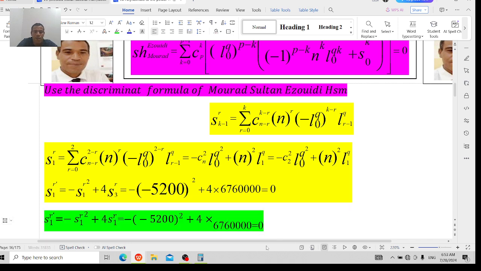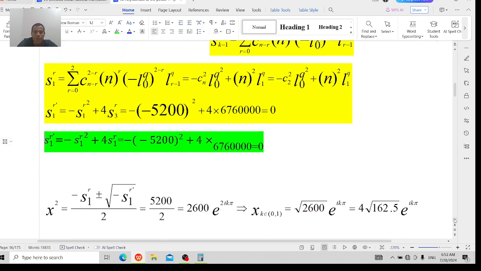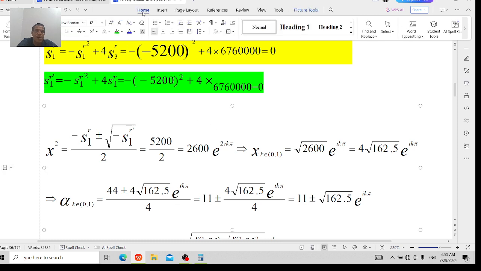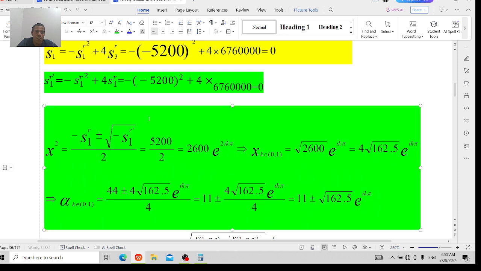Okay, we found that the value of S1 over R is equal to 0. Now I will just write the formula to get x0. You can see that x squared, because here it's to the power 4, will have 4 x roots. The first one is x squared equal negative S1 over R, which is negative 5200, plus the root of negative S1 over R, because this is negative, we gave a negative sign, divided by 2.